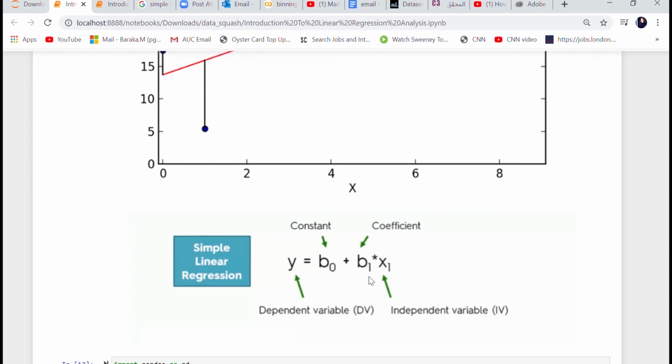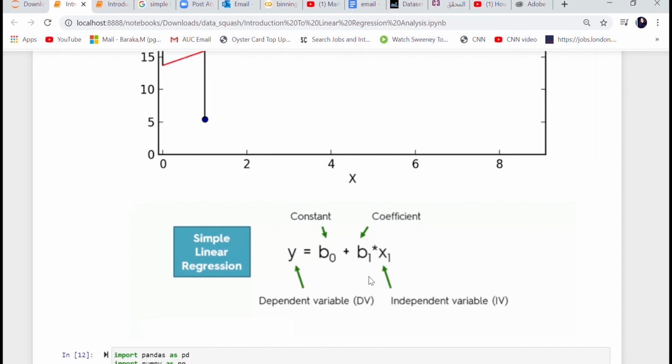Because beta 1, first of all, the sign of beta 1 tells us if x and y are positively or negatively related. So if beta 1 is positive, then they're positively correlated, and if beta 1 is negative, then the relationship between x and y is a negative relationship. And another thing is that beta 1 also tells us by how much x would affect y. So if we increase x1 by 1 unit, beta 1 is how much y is going to increase or decrease.